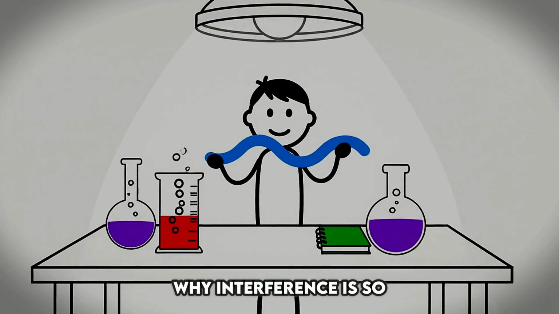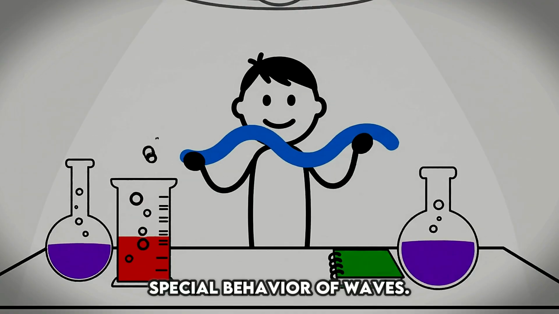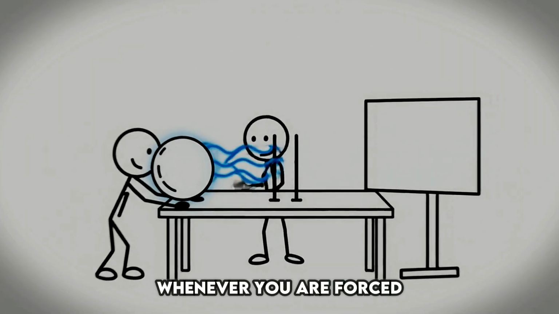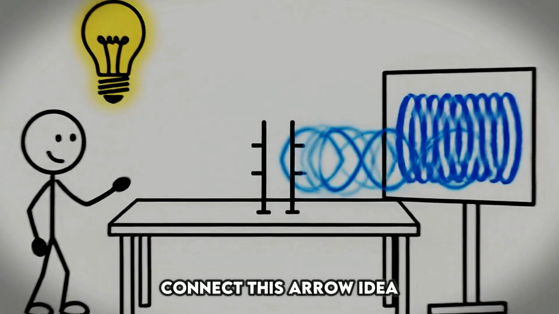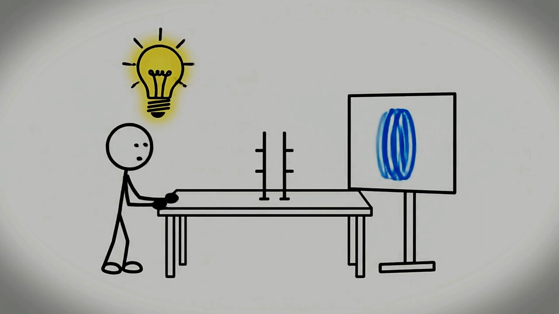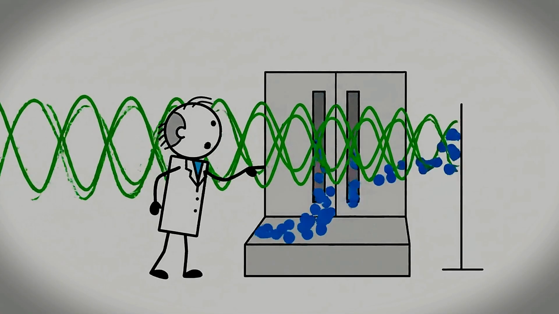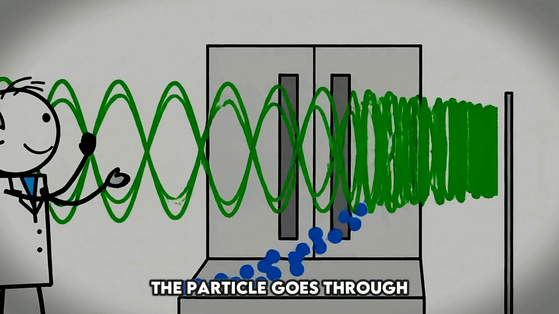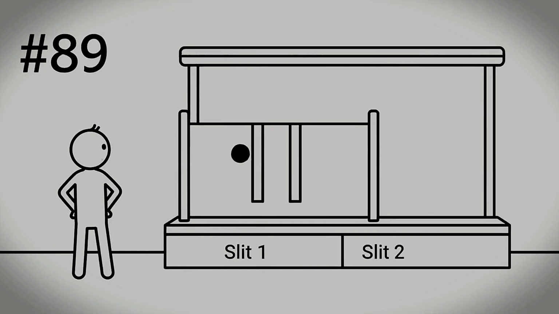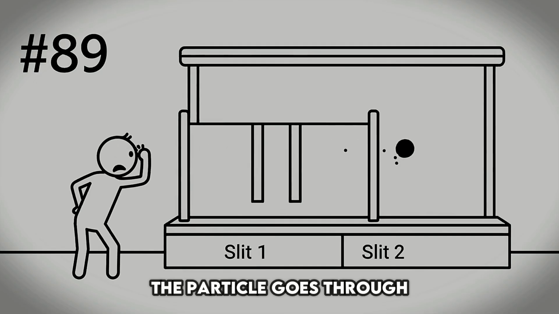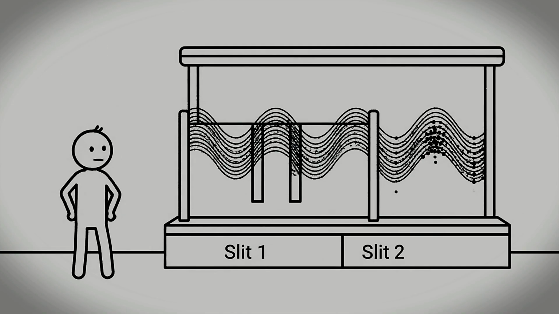Now you can see why interference is so fundamental. Interference is not a special behavior of waves. It is what happens whenever you are forced to add arrows before squaring. So how do we connect this arrow idea to the double slit? Simple. Each slit represents an alternative. Alternative A: the particle goes through slit 1 and arrives at point P on the screen. Alternative B: the particle goes through slit 2 and arrives at point P on the screen.